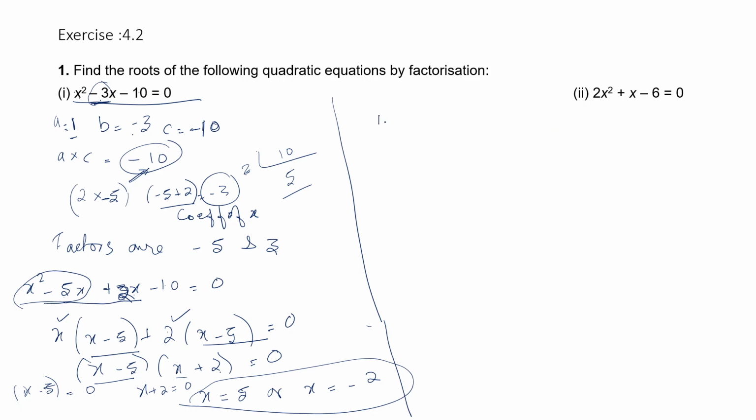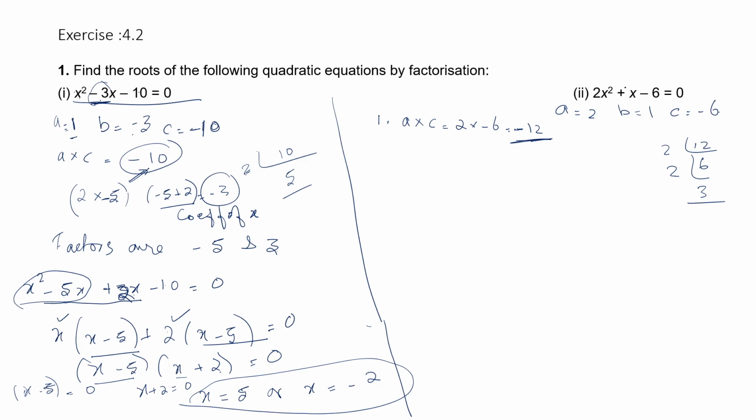So what is the first point we have to do? We have to multiply a and c. What is a here? 2, b is 1, and c is -6. So we have to multiply a into c. What do I get? A is 2 and c is -6, so I get -12. It's the same as the example sum we solved. And for 12, the factors are 2, 6, 12, 2, 3. Okay, so these are the factors. I have to do the factorization of this.